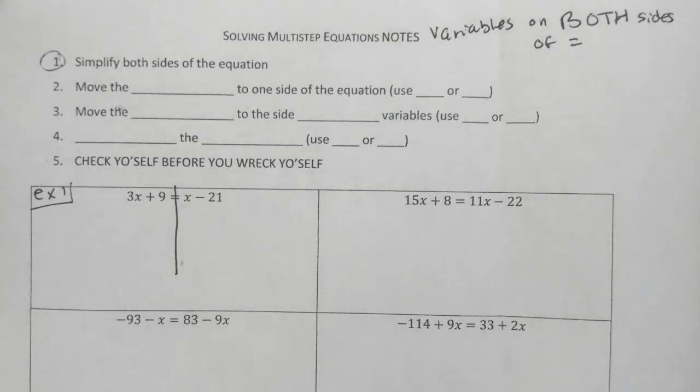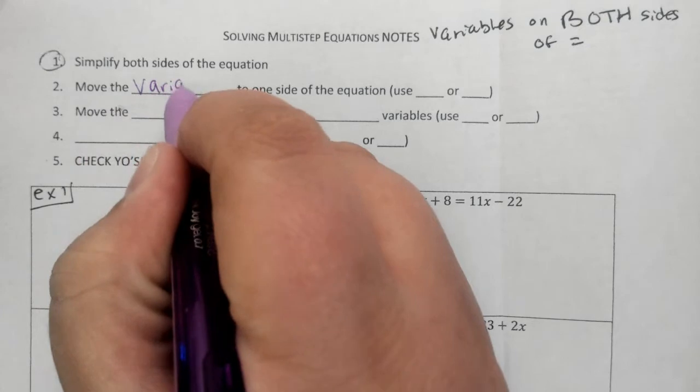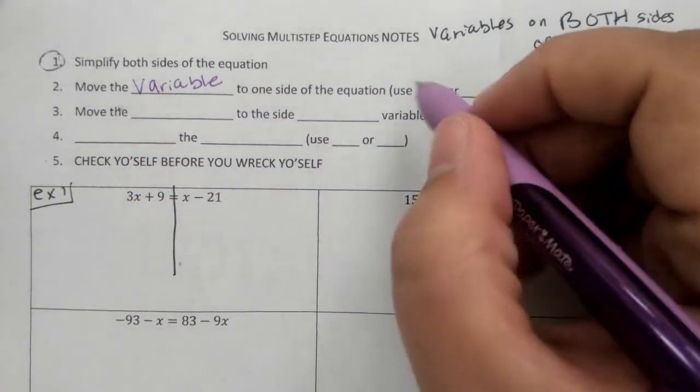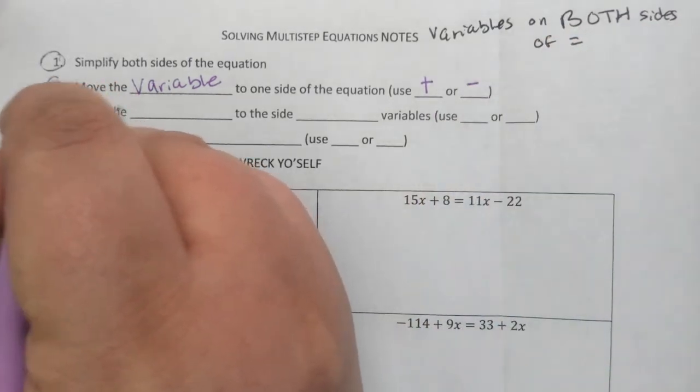Step 2 is to move the variable to one side of the equation. To do that, you're going to use adding or minusing. This is the new step for us today.